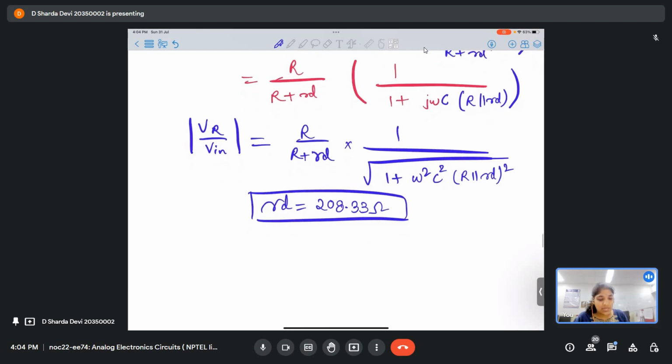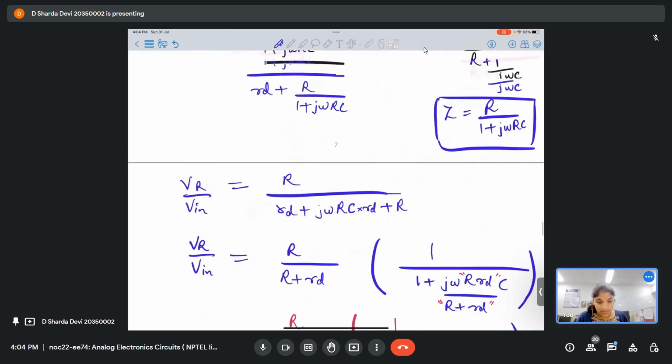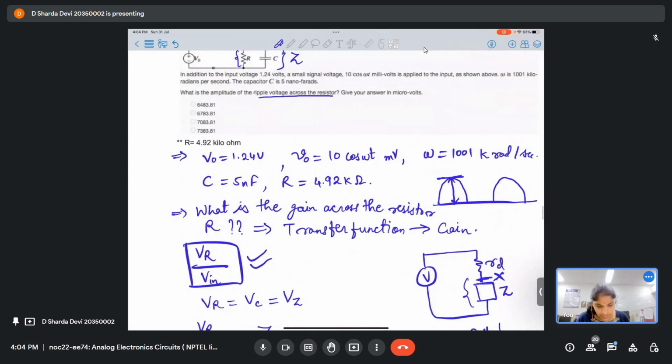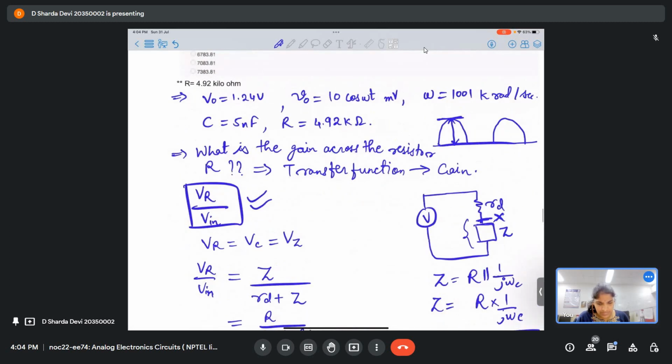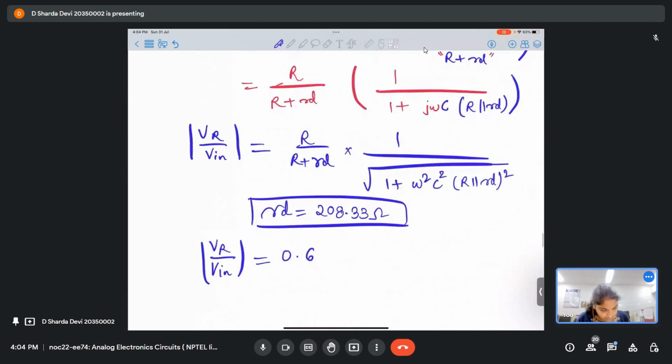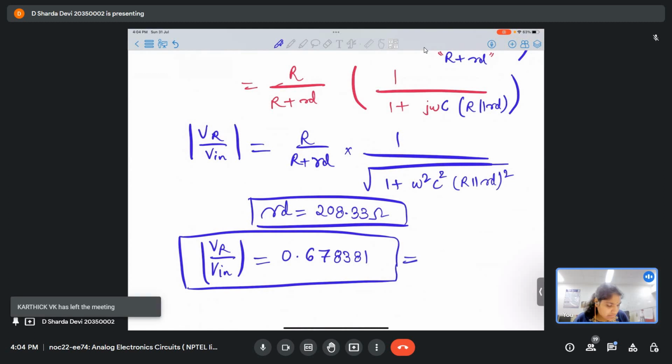So we have to substitute that. In this formula you substitute all the values, and what you will get is 0.6783. This is what you'll get. So this is the gain across R.